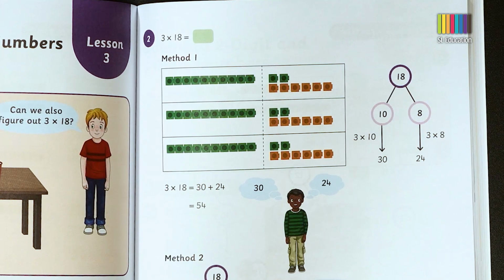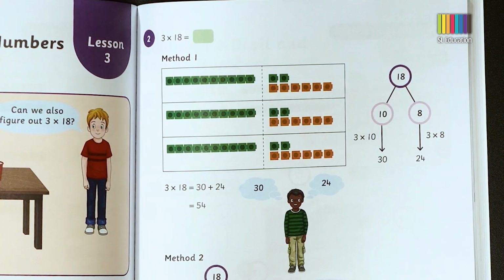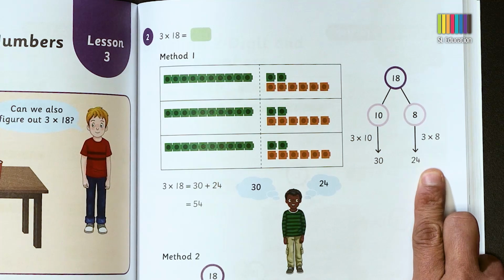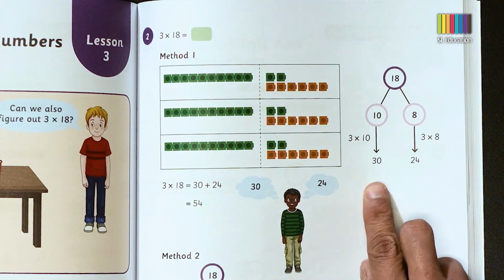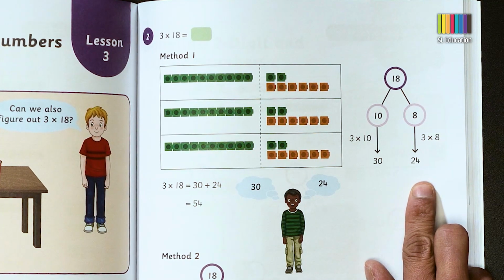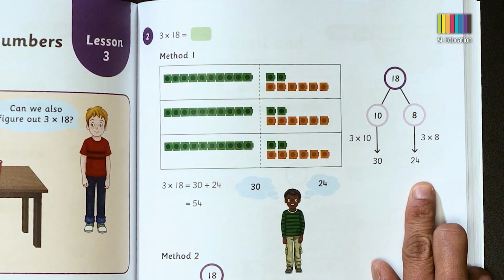Even in other topics such as multiplication at a higher grade level, number bonds continue to feature prominently. In figuring out 3 multiplied by 18, students are shown the use of number bonds. 18 is 10 and 8, and how 3 multiplied by 18 can be dealt with by doing 3 multiplied by 10 and 3 multiplied by 8, finding the partial products before summing them up to obtain the product.